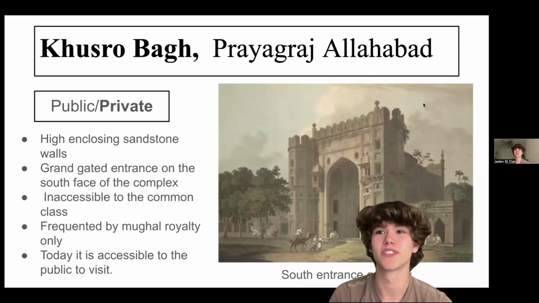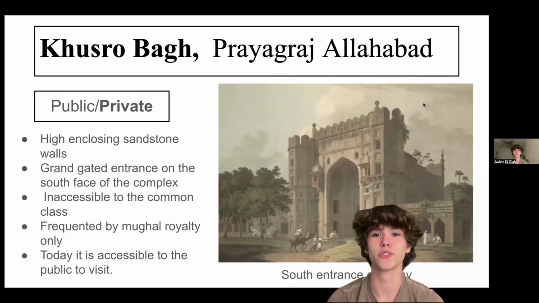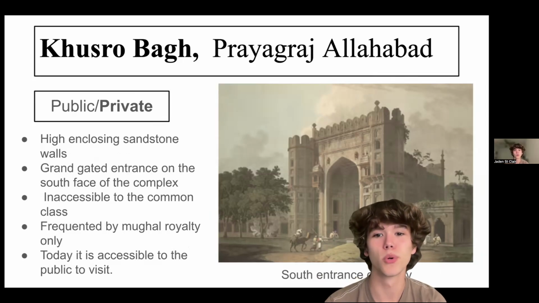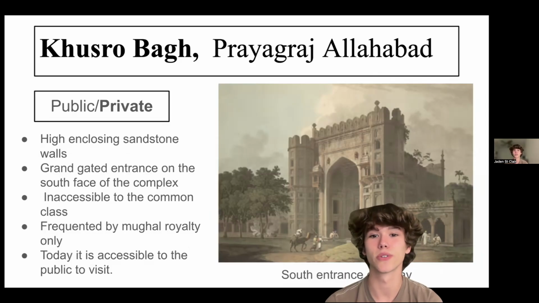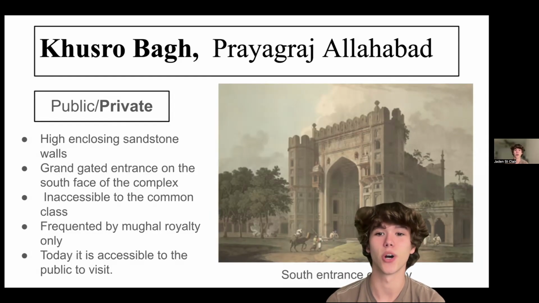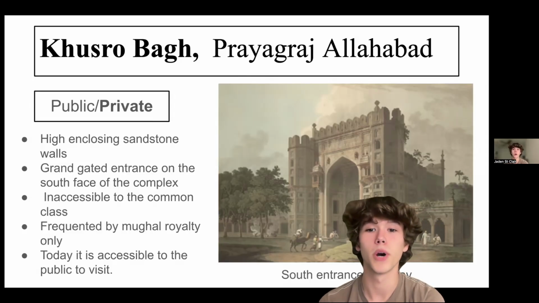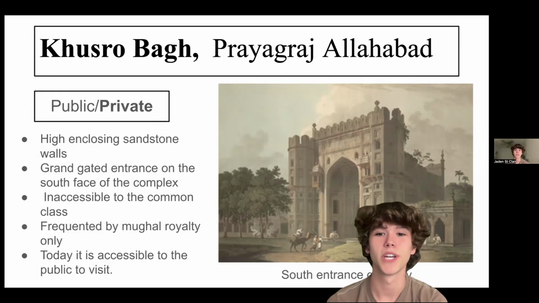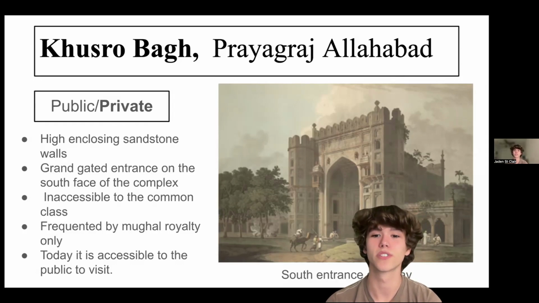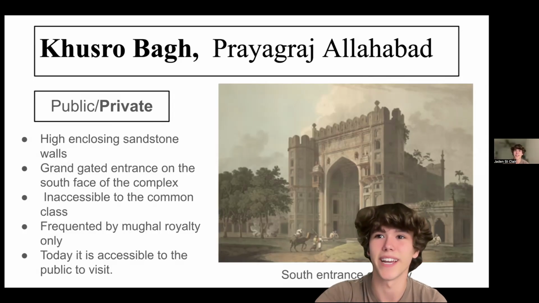Khusro Bagh was originally a semi-private royal space, as it was surrounded by high sandstone walls and had a grand entrance on its south face. In the Mughal era, only royalty and their inner circle had access, so the garden really marked a divide between elite and common spaces. Today, those same walls still set the garden apart, but over time it has become a public landscape used by local residents for walking, shade, and everyday recreation. But the spatial language still reflects privacy, status, and ceremony.